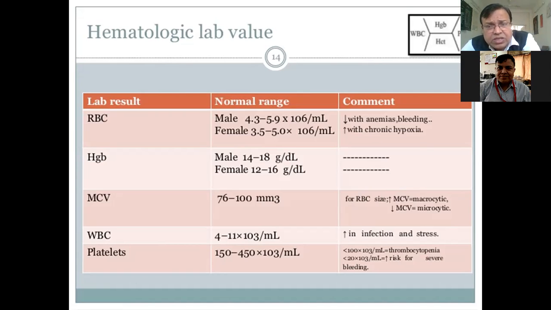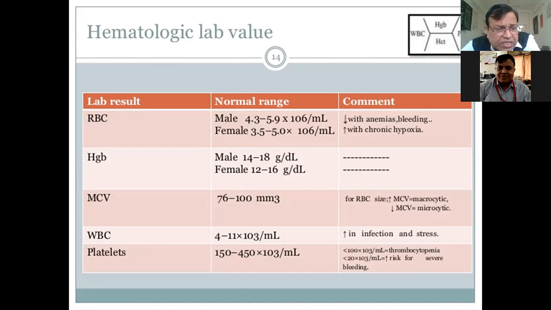and this concentration may be increased in chronic hypoxia, when your oxygen level is low, or in a person who is continuously smoking, a chain smoker, who gets a higher concentration of RBC. So the chances of RBC concentration being higher, and hemoglobin concentration being increased, are there in that kind of person.